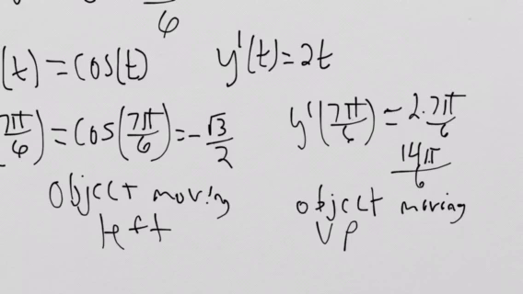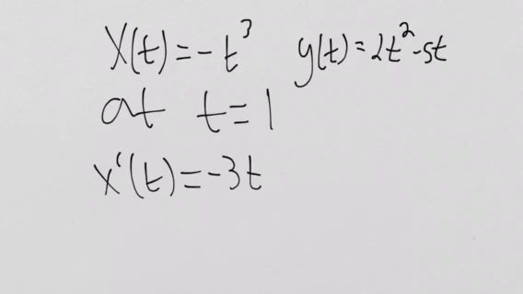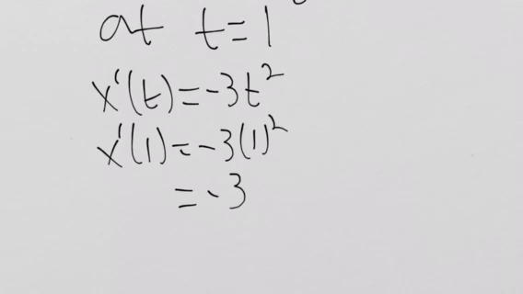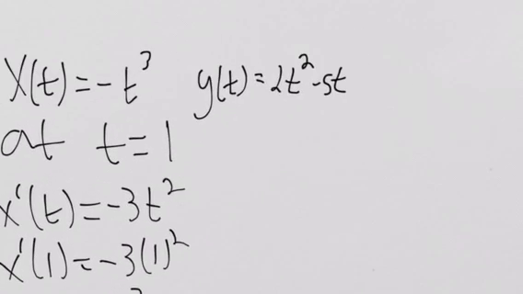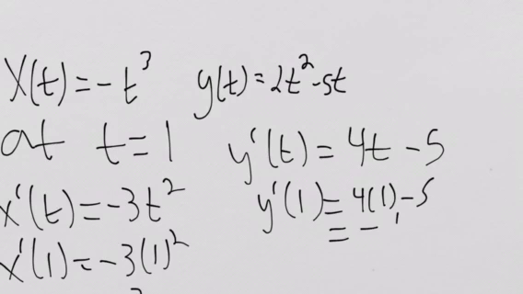Okay, so now let's do b. Negative t cubed is x, and y is 2t squared minus 5t. So x prime is negative 3t squared. X prime of 1 is negative 3 times 1 squared, which is negative 3. So the object is moving left again. And then over here we have y prime is 4t by the power rule, minus 5. Y prime of 1 is 4 times 1 minus 5, which is going to be negative 1.